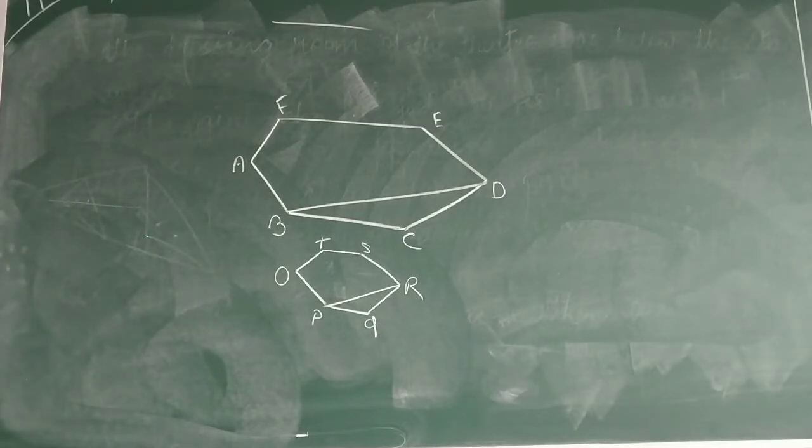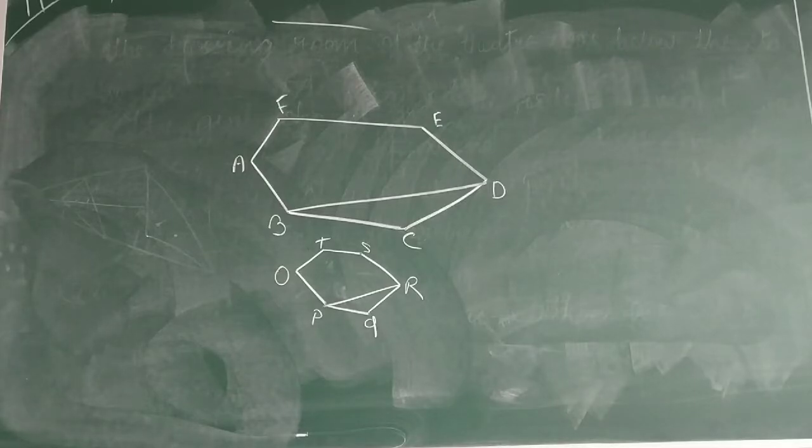Suppose we have a polygon. The polygon has equal angles with another polygon of the same type. I am drawing a six-sided polygon here. Look here: A, B, C, D, E, F is a hexagon. Another polygon is P, Q, R, S, T, O. It is also a hexagon, a six-sided polygon.